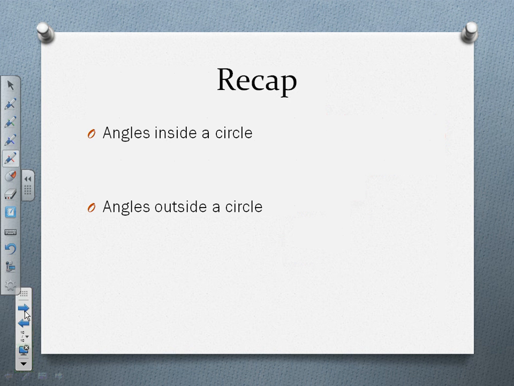All right, so we had angles inside a circle, and it looks kind of like this. I always say inside, they're coming together. So the measure of angle 1 is equal to 1/2 times x plus y.